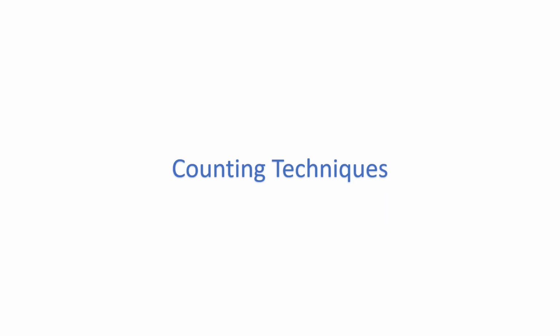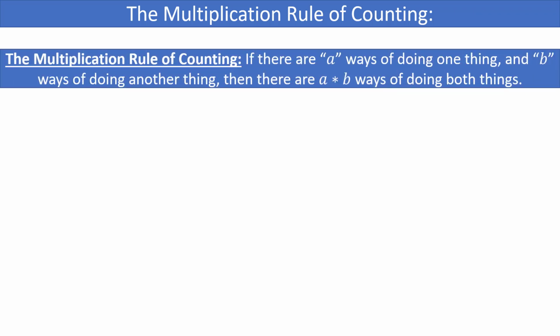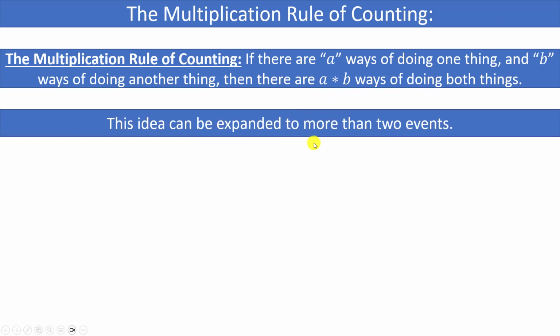The first counting technique to talk about is what is called the multiplication rule of counting. The multiplication rule of counting tells us that if there are A ways of doing one thing and B ways of doing another thing, then there are A times B ways of doing both things. And this idea could be expanded to more than 2 events. So if you had 3 or 4 events, basically if you want to find the number of ways there are to do all of those things together, you'd just be multiplying how many ways there were to do each of those things together. Let's look at an example.